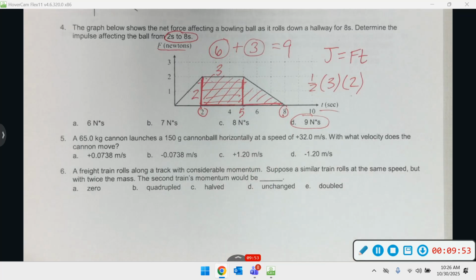Question, ma'am. Did you just take one from the rectangle and one from the triangle? Yes. Got it. All right. Number 5. We got to keep moving.